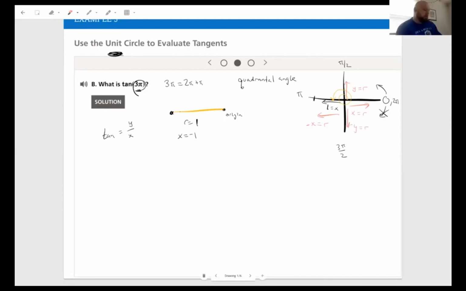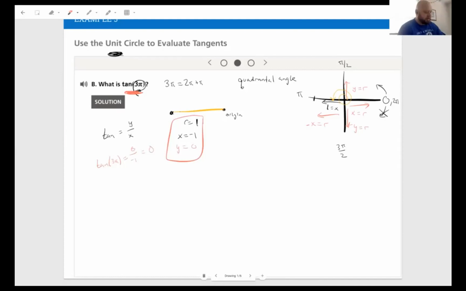So our 3 pi angle is an angle where we only move to the left. Did we move up or down? No, we didn't, which means y is 0. So when you take these relationships and plug them in, the tangent of 3 pi is going to equal 0 over -1, which is just 0, and that's your answer. So the tangent of 3 pi is 0.